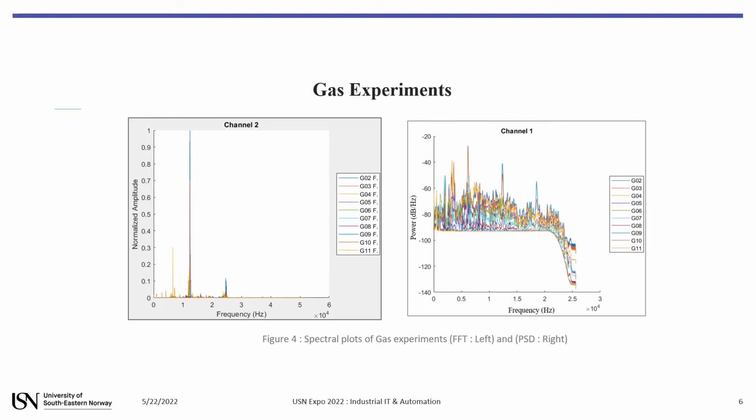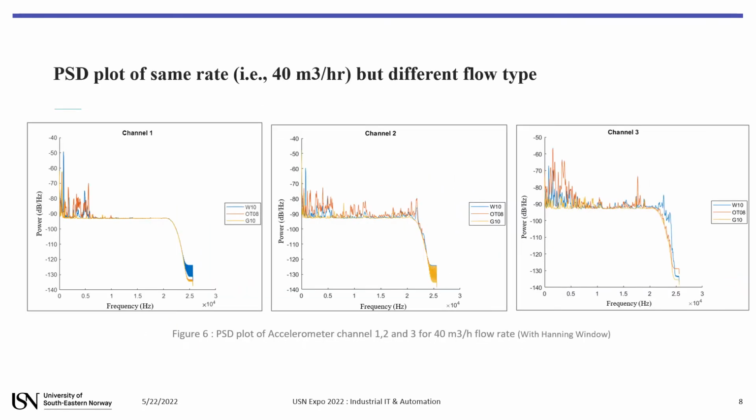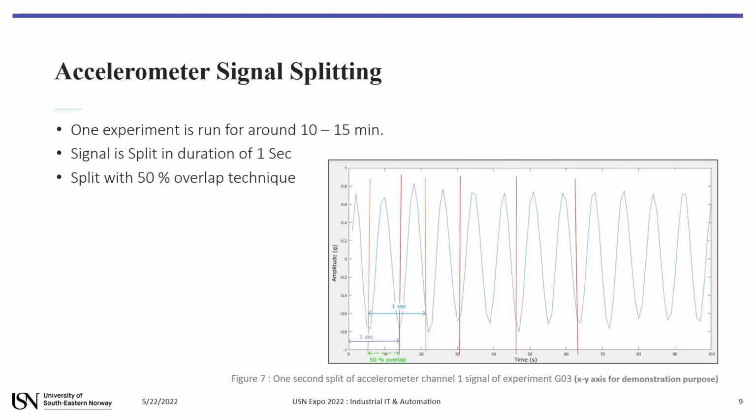I will fast forward through the plot. To make a real-time system, it was necessary to train the model based on 1 second of accelerometer signal. So the signal was split into 1 second durations with 50% overlap.